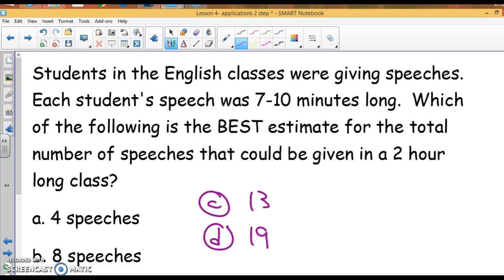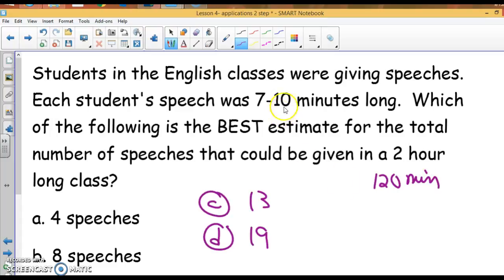Students in the English classes were giving speeches. Each student's speech was 7 to 10 minutes long. Which of the following is the best estimate of the total number of speeches that could be given in a 2-hour-long class? Well, let's find our both extremes. 2 hours is 120 minutes.